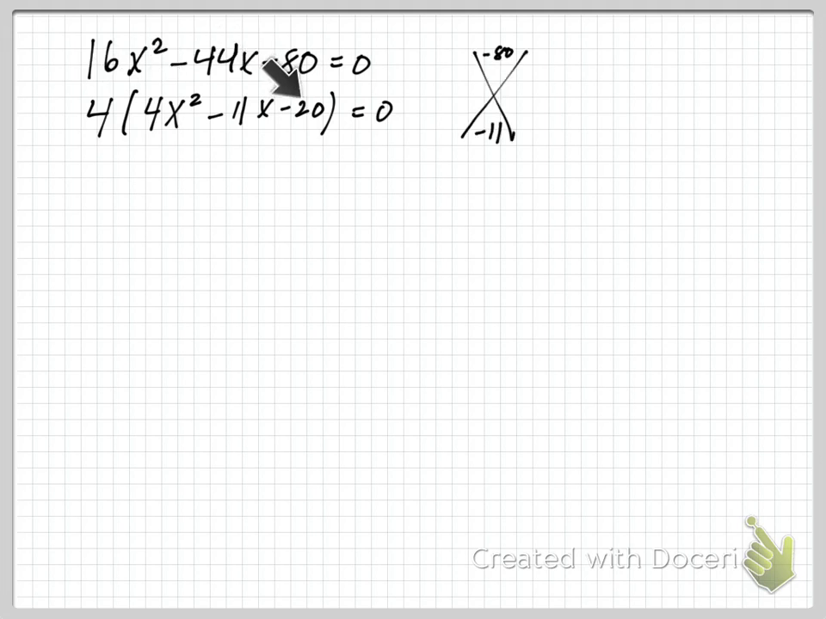So 4 times negative 20 is negative 80, and I need to add to negative 11. So I try a bunch of different pairs. You can try 2 and 40.